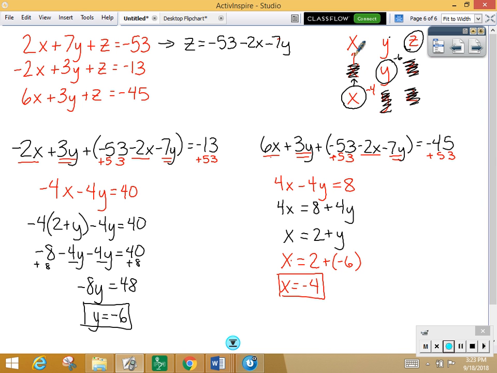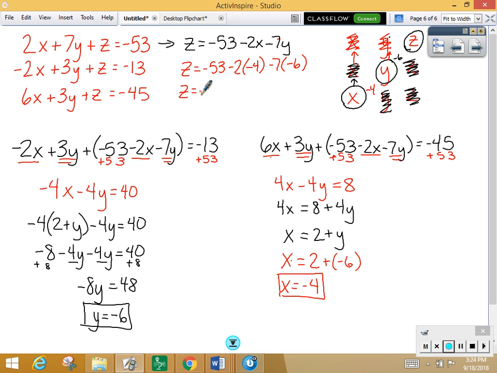If I look at the first equation, I can replace the x with a negative 4. And I can replace the y with a negative 6. And that would help me solve for z. So I left a little space up here so that I can do that. Here's the first equation. We know z equals negative 53 minus 2. Here's the x, and x again is negative 4. Minus 7 times negative 6.